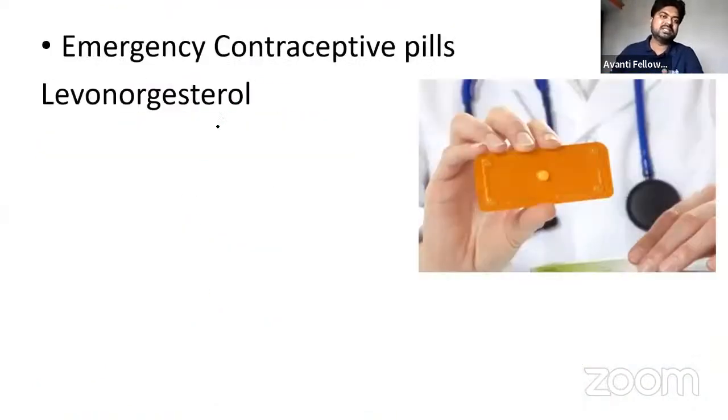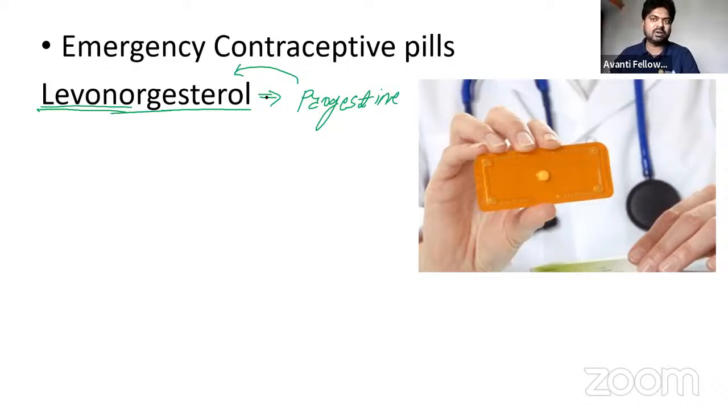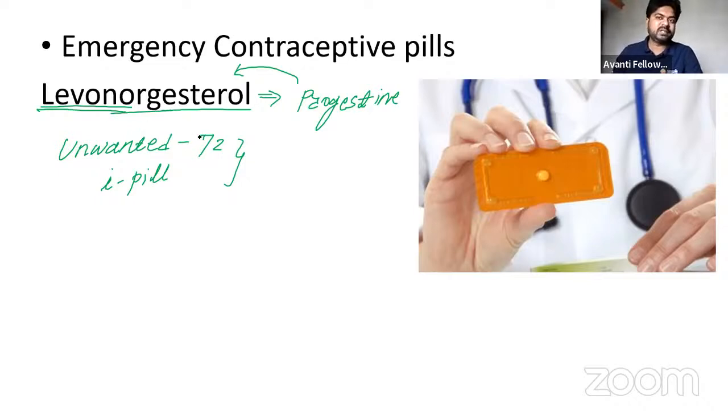Next pill is the emergency contraceptive pill. So in case of emergency contraceptive pill, there is another hormone, that is levonorgestrel. So levonorgestrel is a synthetic hormone which looks like a progestin. ठीक है, so progestin is the female hormone, and ये जो है levonorgestrel, it is a man-made hormone. ठीक है, or we can say synthetic hormone. So it is used in the emergency contraceptive pill. There is one name in the market, that is Unwanted 72 or I-pill. Okay, so I-pill or Unwanted 72, both are brand names, which contain the levonorgestrel drug.